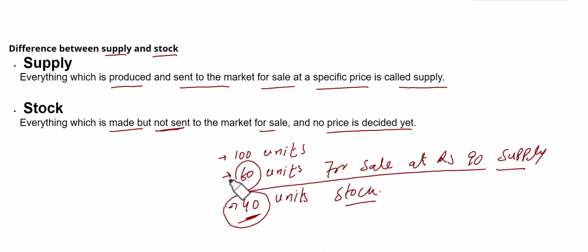So basically, the quantities the producer kept in their warehouses and godowns are called stock, and everything which is available in the market at shops for sale at a certain price is called supply. So this is the major difference between supply and stock.